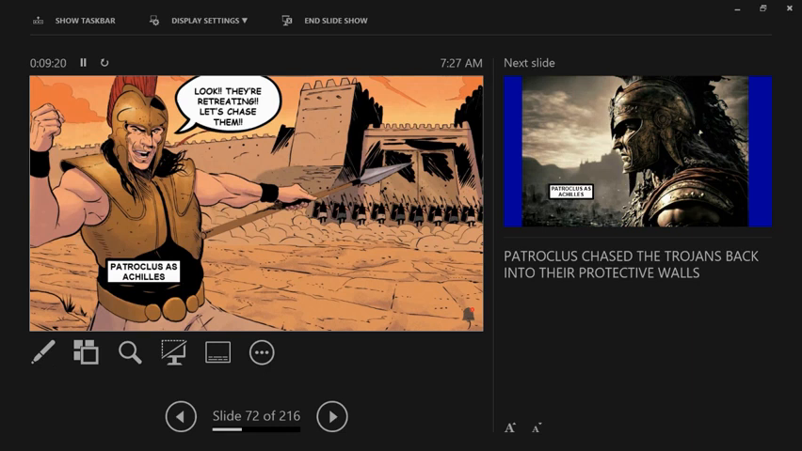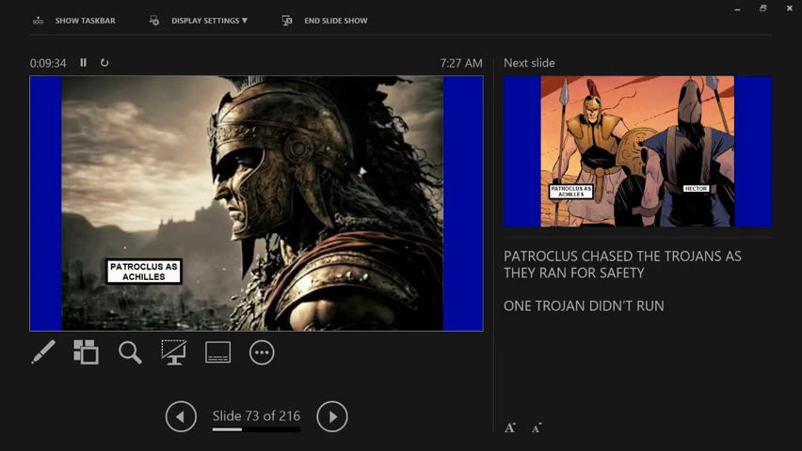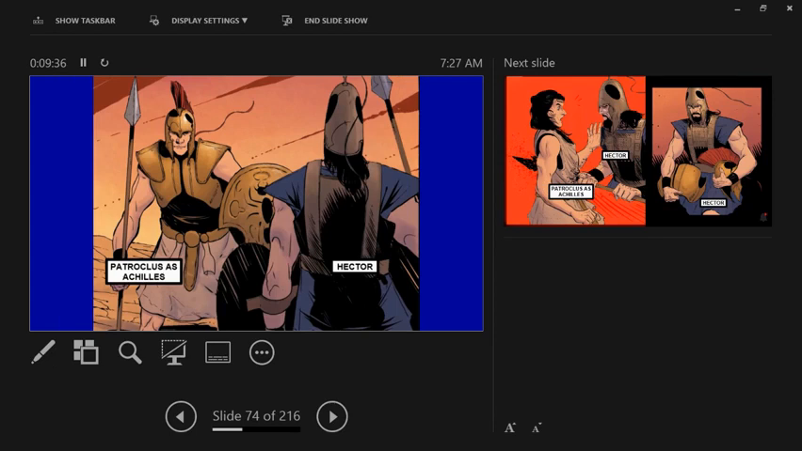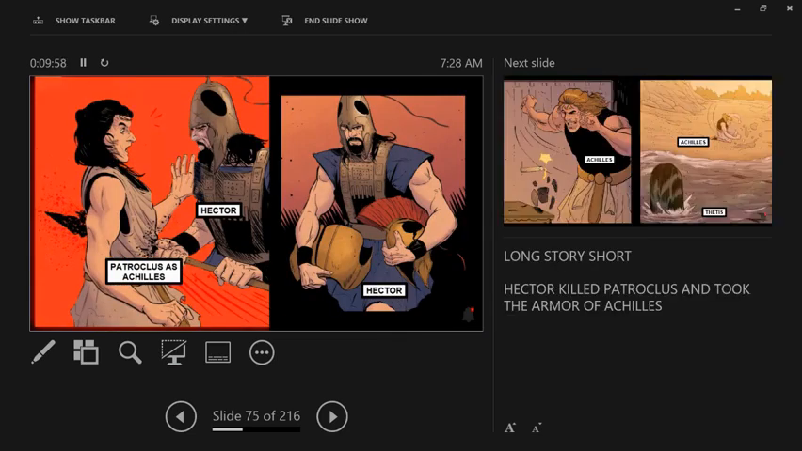All right. And it looks like the Greeks are going to win. They're chasing the Trojans back into the walls. But there's one Trojan that didn't run, and that was Hector. Hector knows that this is not Achilles because Hector has fought Achilles before. Hector is the biggest, baddest hero of the Trojans, so he's way more powerful than Patroclus. Anyways, he fights with Patroclus. He kills Patroclus and he takes Achilles' armor.